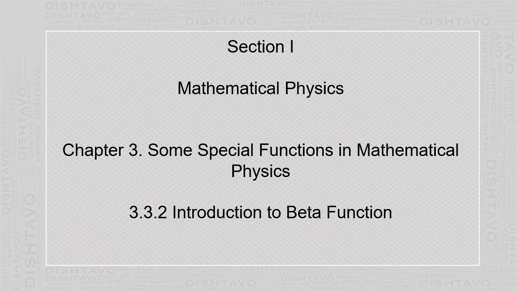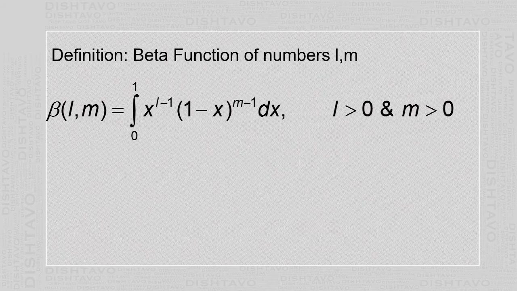In today's lecture we'll study the basics of the beta function. The beta function of two numbers, say L and M, is given as a definite integral from the lower limit 0 to the upper limit 1, and the integrand here is x raised to L minus 1 into 1 minus x raised to m minus 1 dx. Now in this integral, this variable is x.